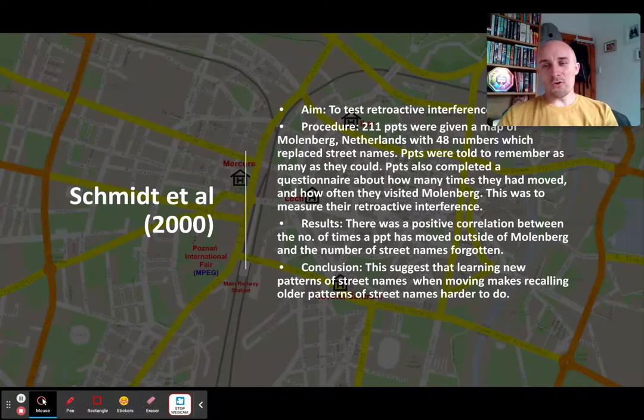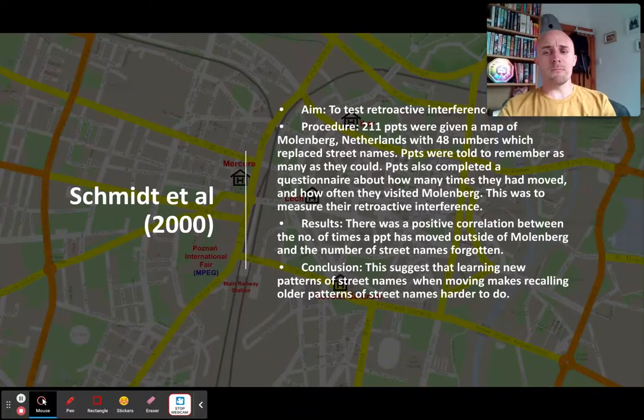You also need to know, I'd say, at least one piece of research. I'm going to give you 2 pieces of research because I'm such a generous guy. The first piece of research is by a guy called Schmidt et al.